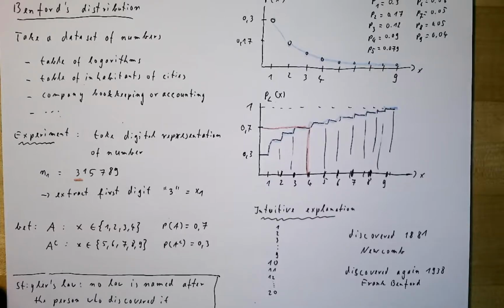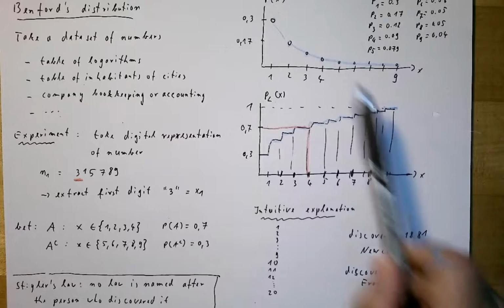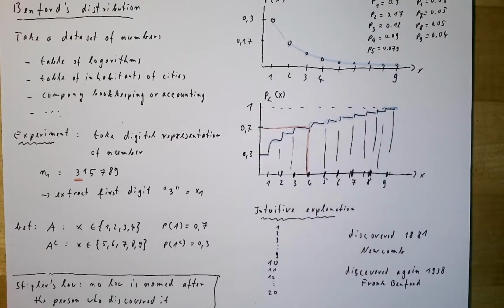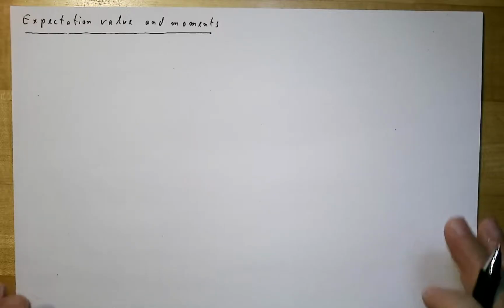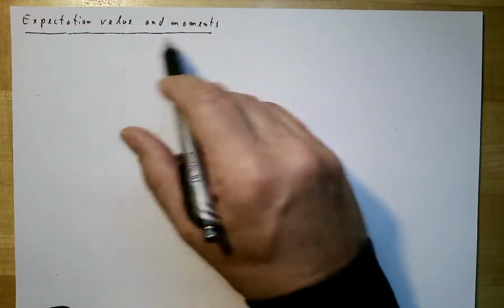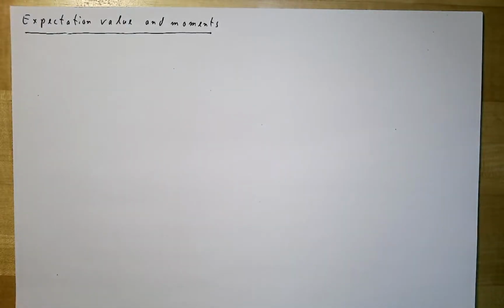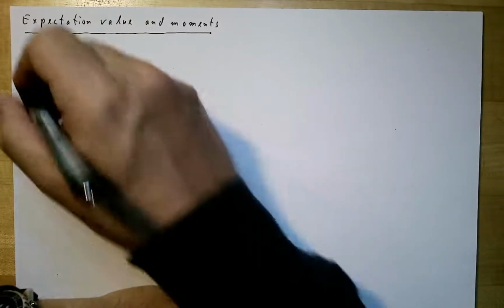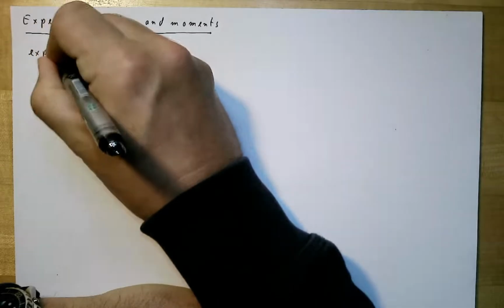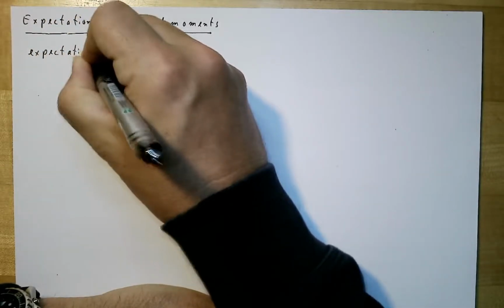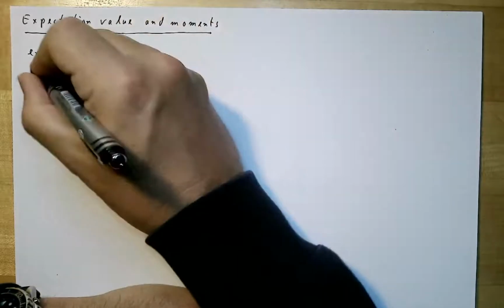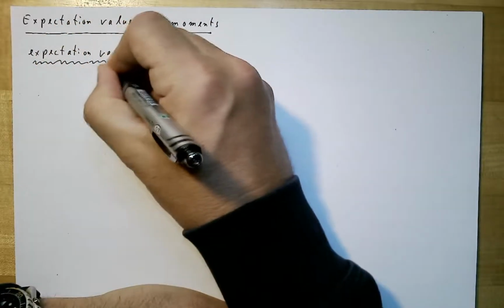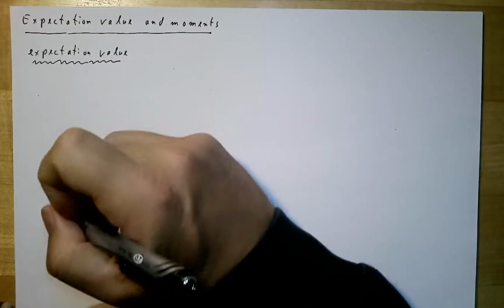Somehow the recording stopped, and now what do we want to do? We have seen quite a number of such distributions, Benford's and others. So what are ways to characterize such a distribution? This brings us to a new topic, expectation values and moments, which allow us to quantify a distribution. So what is the expectation value? This is really the fundamental procedure for extracting information from a distribution.